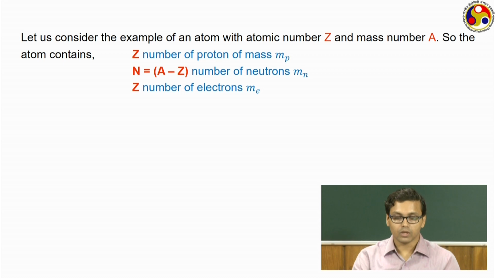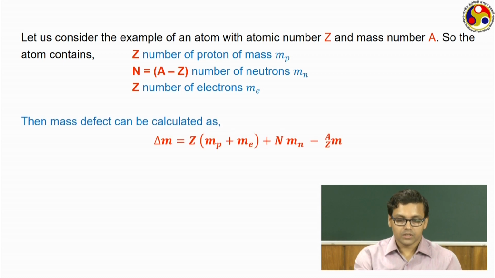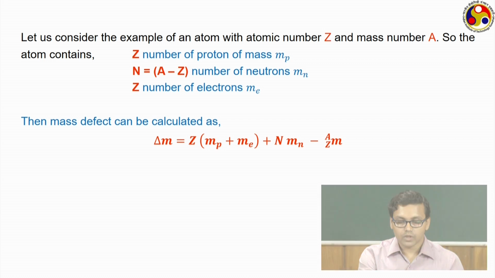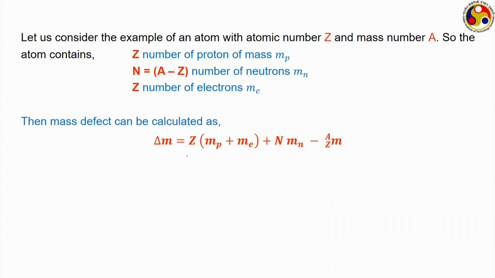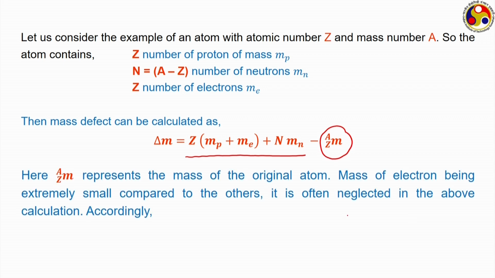So, this particular atom consists of Z protons and also Z electrons to keep it electrically neutral, and it has A minus Z neutrons. Let us say capital N represents the number of neutrons. So, mass defect can be represented as the difference between the mass of the constituents and the mass of the original nucleus.